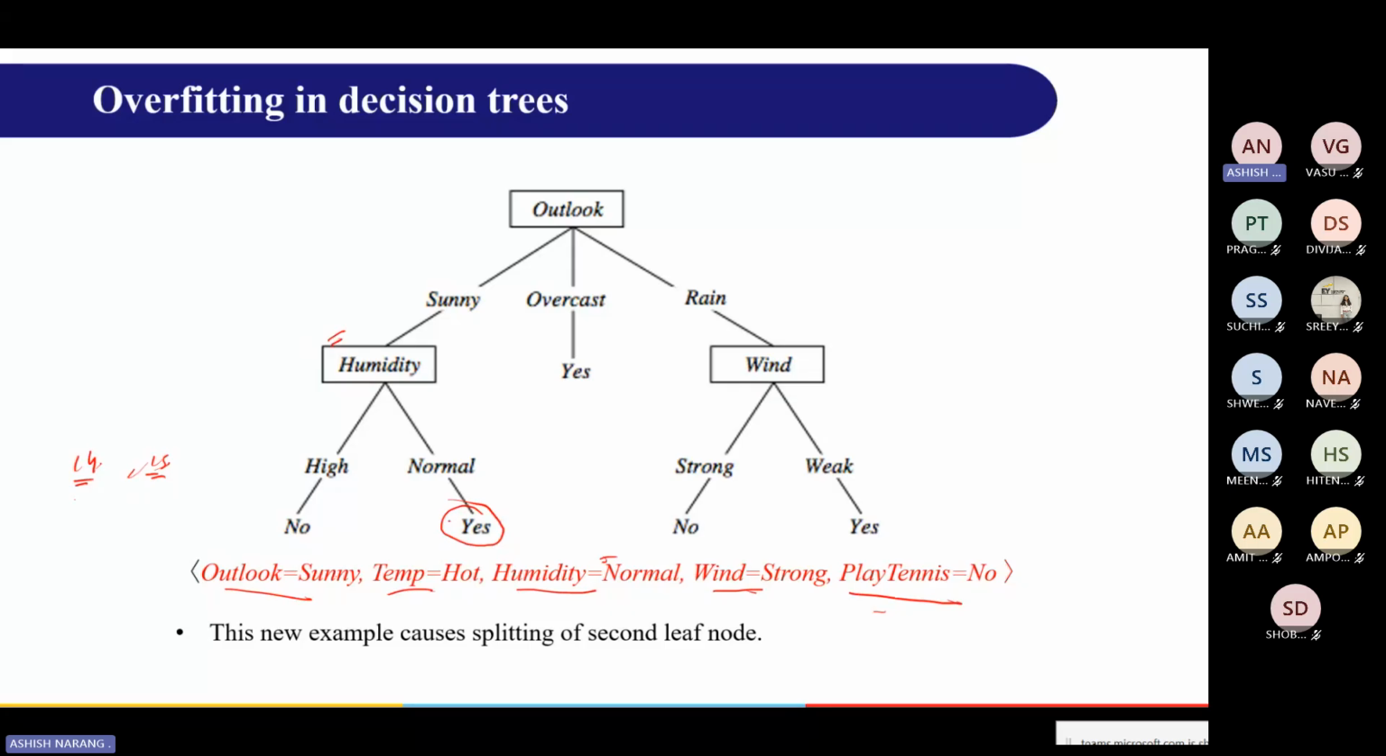Now what I will do is, since one record is falling here, I will further start splitting the tree. So this new example causes the splitting of the second leaf node. This is the first leaf node, this is the second leaf. So this will further split because of the newly added record. This is a small tree, maybe I'll be able to fit it within one more test. But what if it is a very large tree? Simply because of the addition of one record, I should not further split it, otherwise it will land up in overfitting. Keep it a more generalized one.